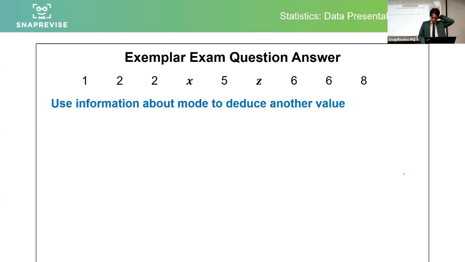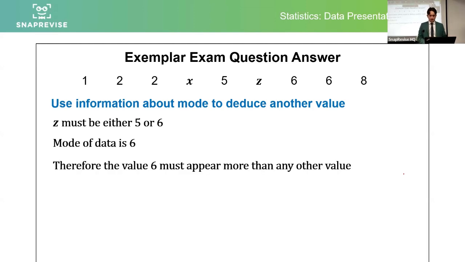Now the next thing is we can look at the mode to deduce if there's another value to be the mode. We've already got two 6s, and Z will have to be 5 or 6 because it has to be an integer. The problem if it's 5 is that it would then be bimodal. There would be 5 and 6 both as the mode. So the way to ensure 6 is definitely the mode is if Z is 6. So now we've only got one value missing.